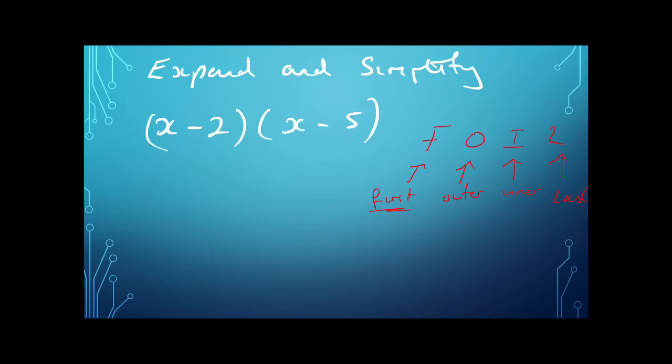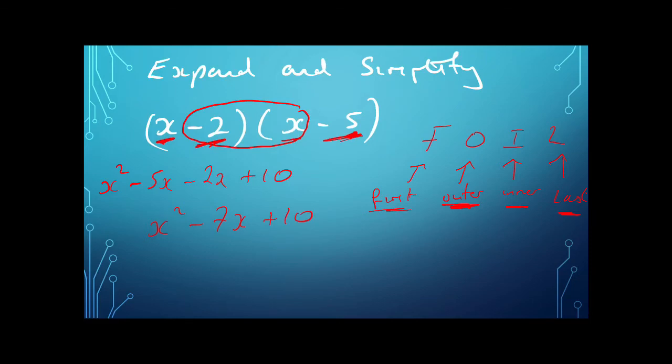Well, the first terms in both brackets are the x and the x, and x times x is x squared. The outer terms, this one's the outer term and this one's the outer term, and that gives minus 5x. The inner terms are these two here, that's negative 2x, and then the last terms in both brackets is negative 2 times negative 5, which is positive 10. So x squared minus 7x plus 10.